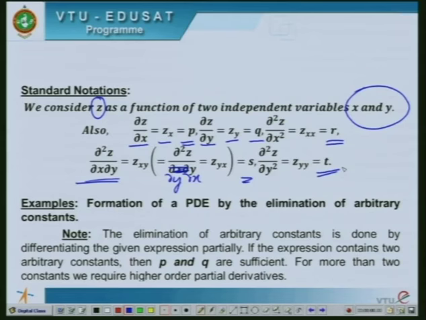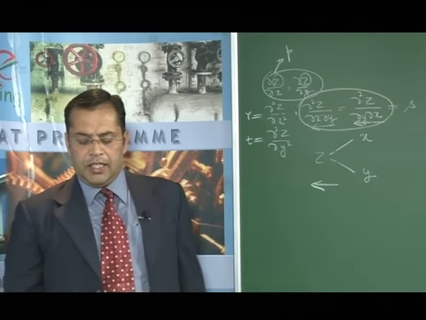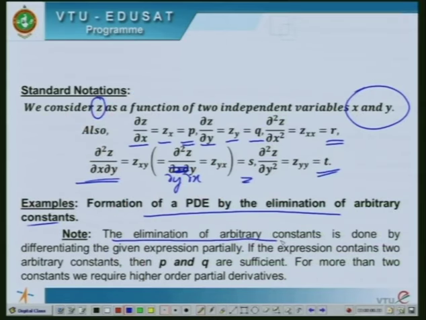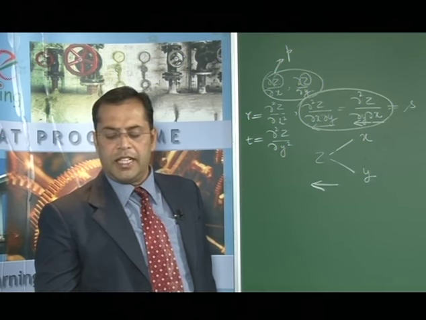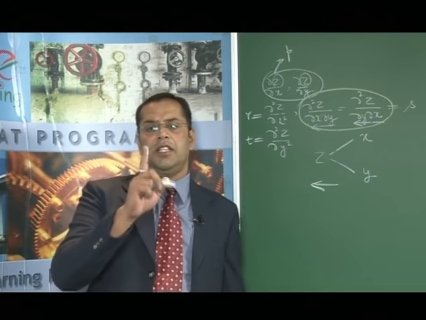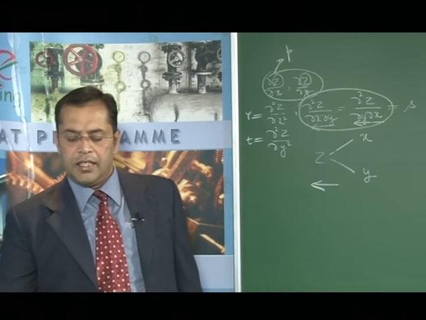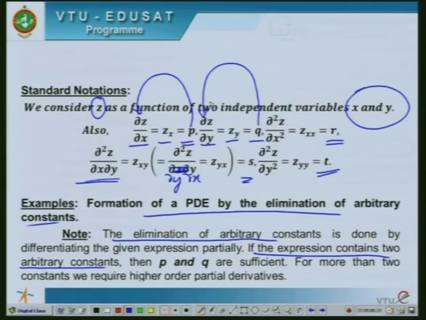Now, when you form a PDE by the elimination of arbitrary constants, you must make note of the following. The elimination of arbitrary constants is done by differentiating the given expression partially. So, if the expression contains 2 arbitrary constants, then p and q are sufficient. P and q in the sense p is ∂z/∂x. So, differentiate the given expression once partially with respect to x and differentiate the expression once with respect to y to give you p and q respectively.